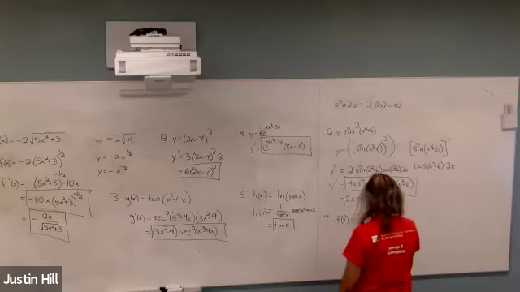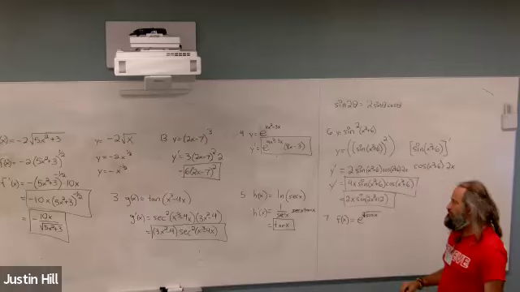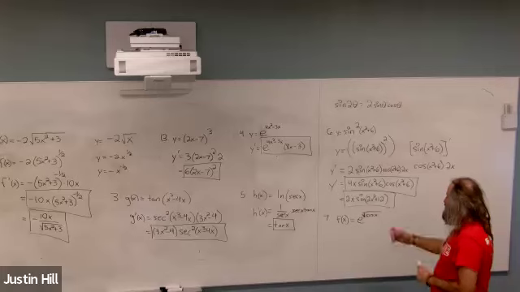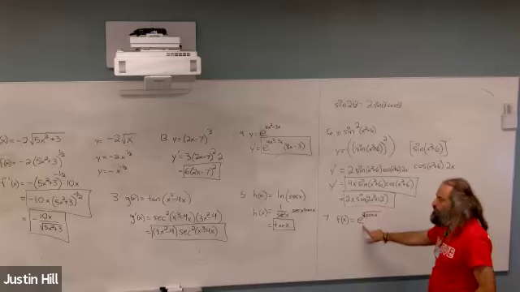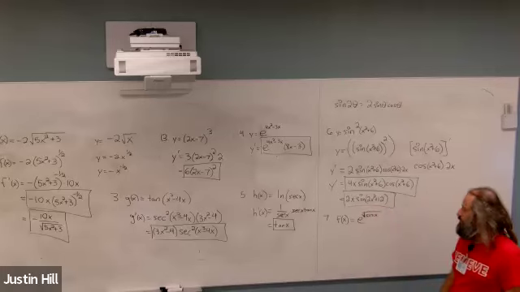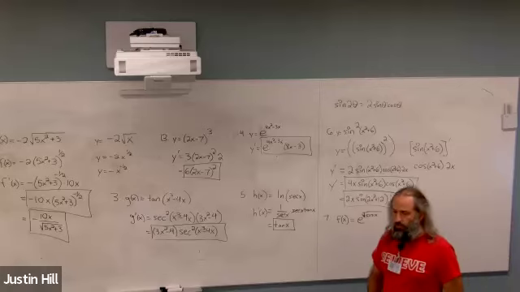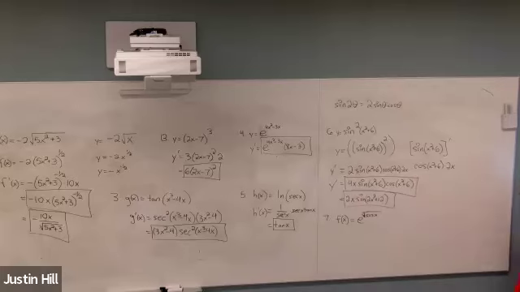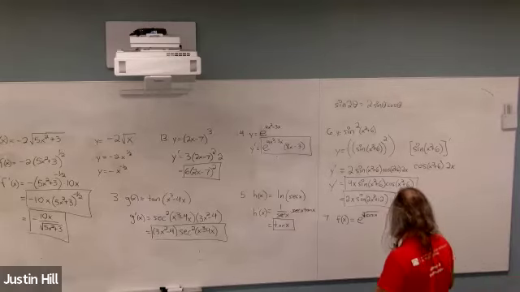Something like this, e to the square root of cosine x. So again, kind of function within function, but that's within a larger function, the e to the x function. So let's see if you can work that one through. Let's see how you made it on this one.